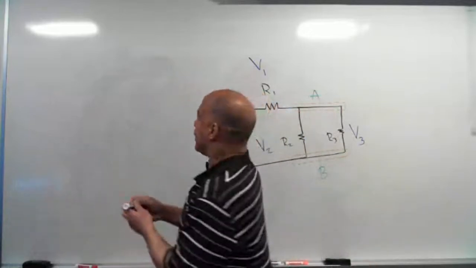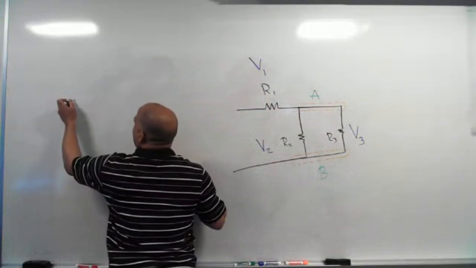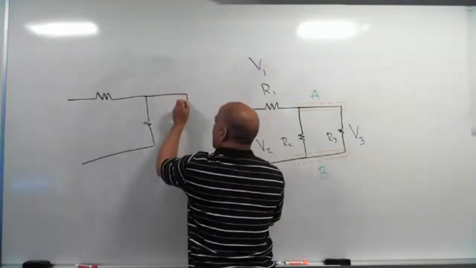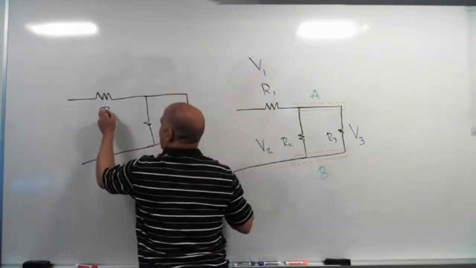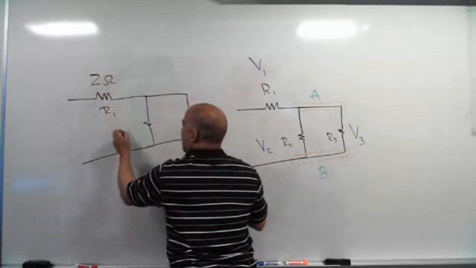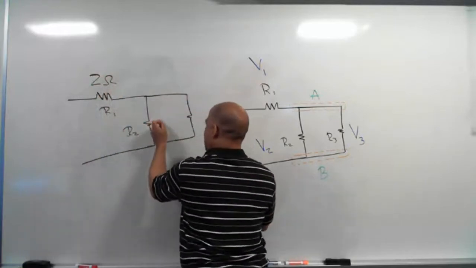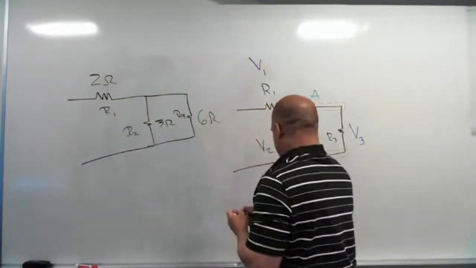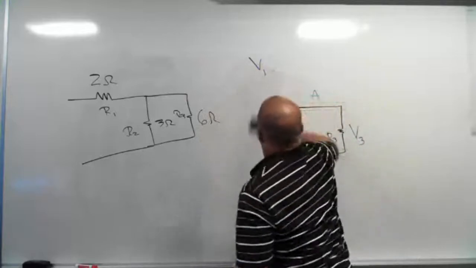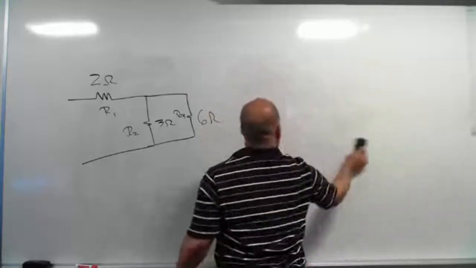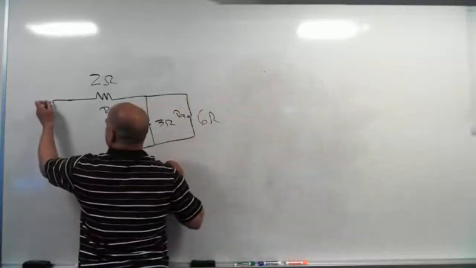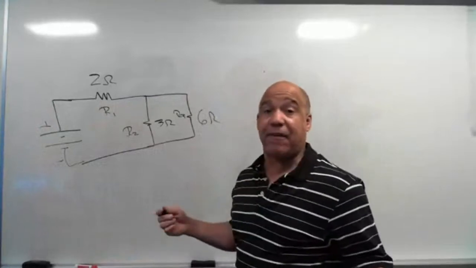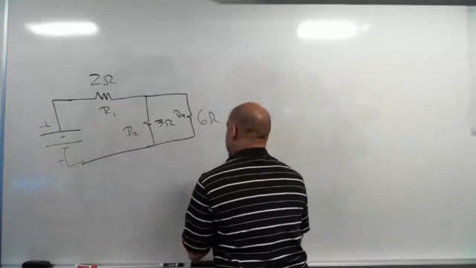Actually, let's just put numbers in. Let's say I have three resistors. R1 is 2 ohms. R2 is, let's make it 3 ohms. And R3 is 6 ohms. So I have that circuit, and let's put a voltage source over here. The first thing I want to do is identify the nodes. So I have two nodes. I have one right here.